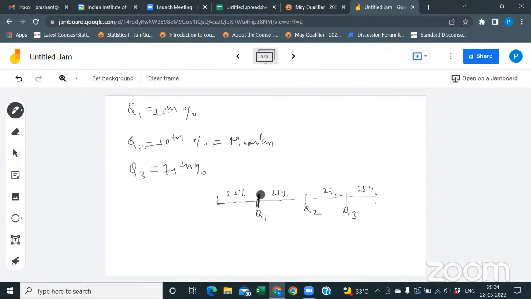So Q1 is what? The 25th percentile, that means these things. And Q2 is what? 50 percent means these things plus this 50 percent thing. And what is Q3? The 75th percentile, 75 percent, and the remaining 25. Suppose I'm saying Q1 means at least 25 percent of the data will lie below this one, and the remaining data will be after this.